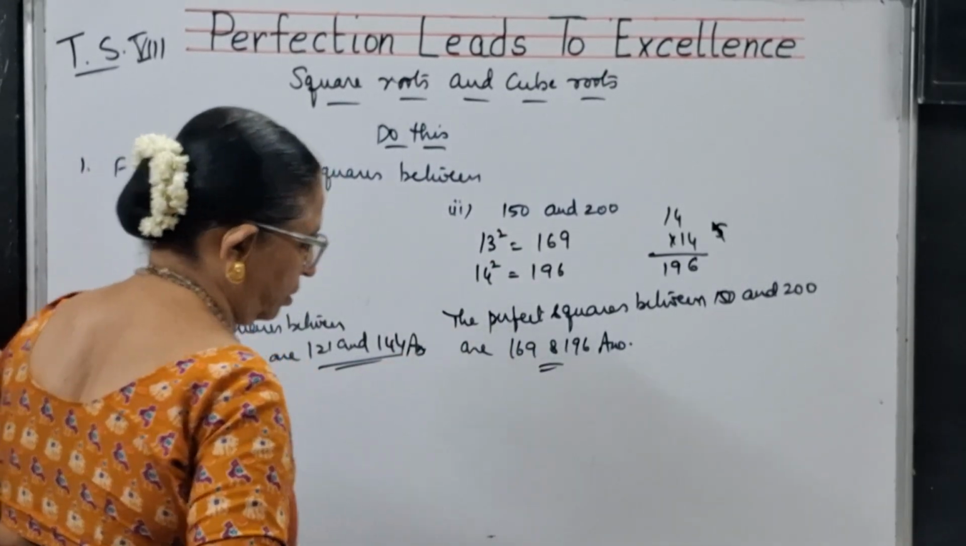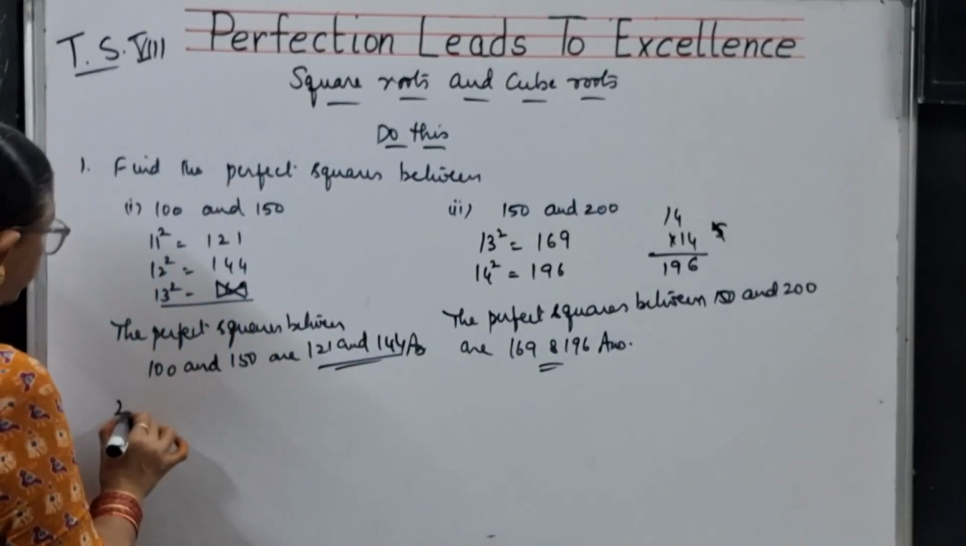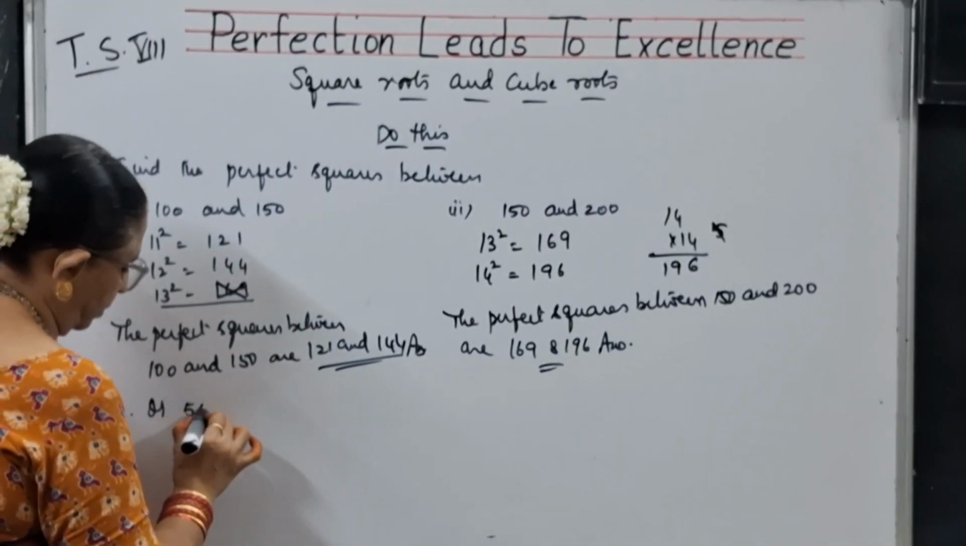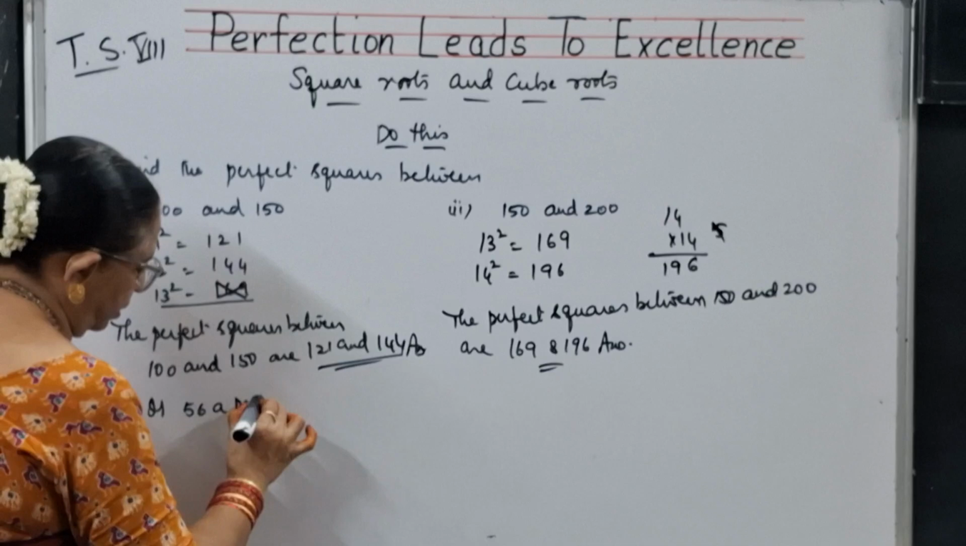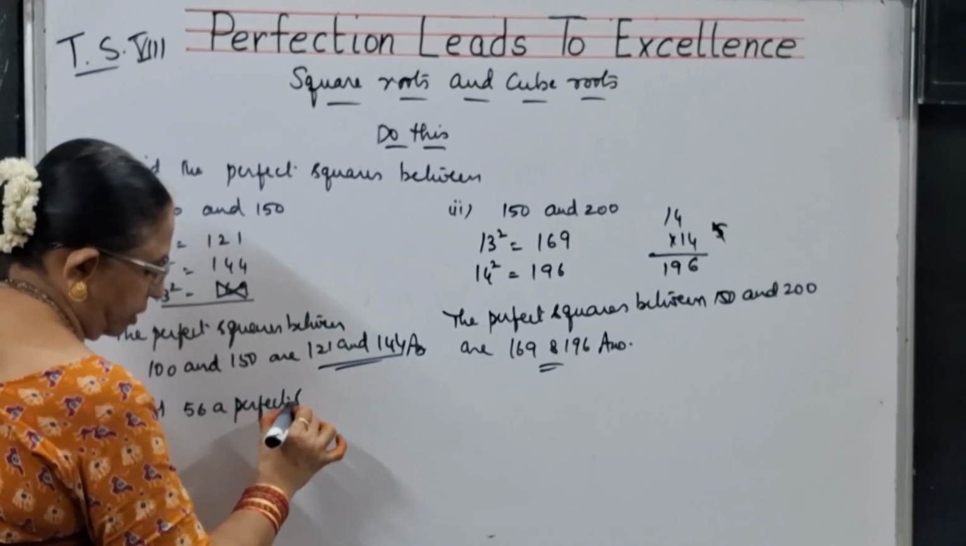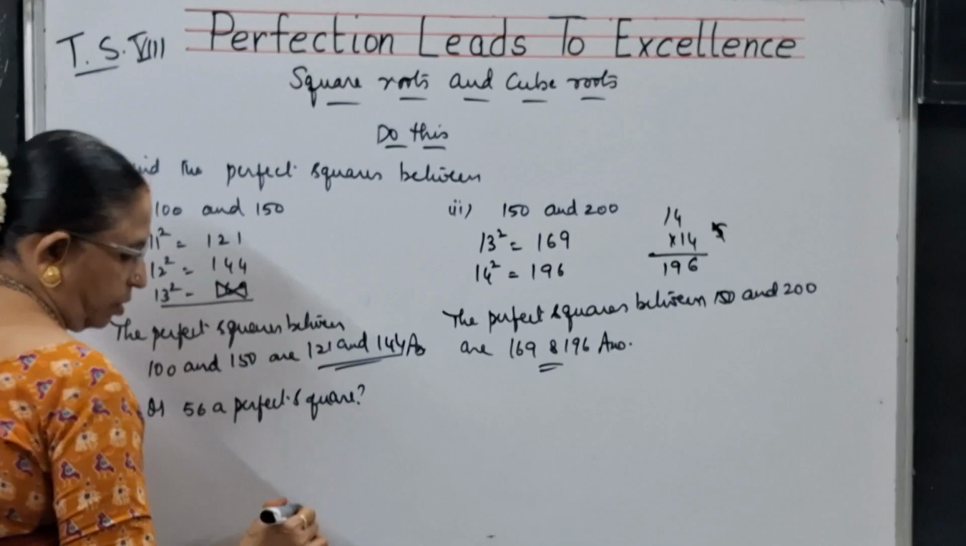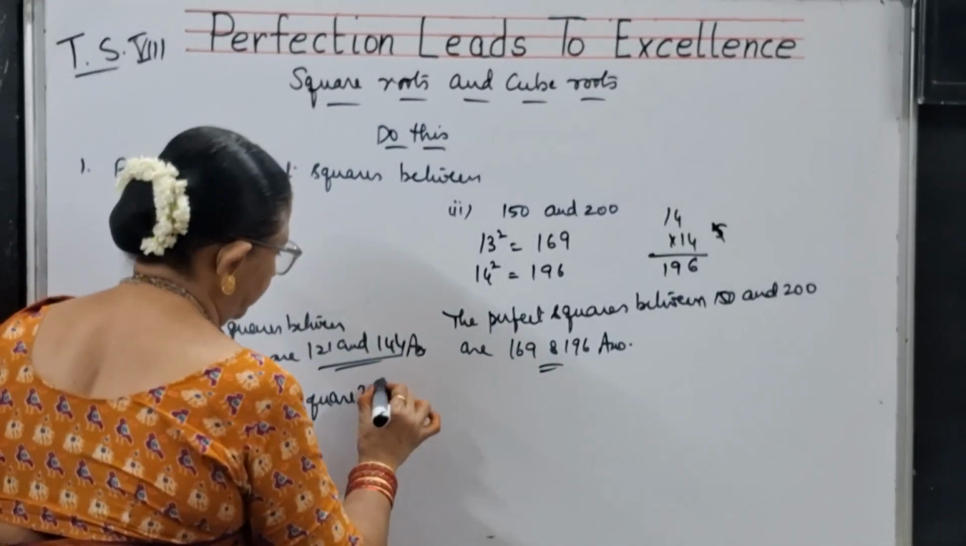Okay. Now, second problem is: is 56 a perfect square? Guess, give reasons.